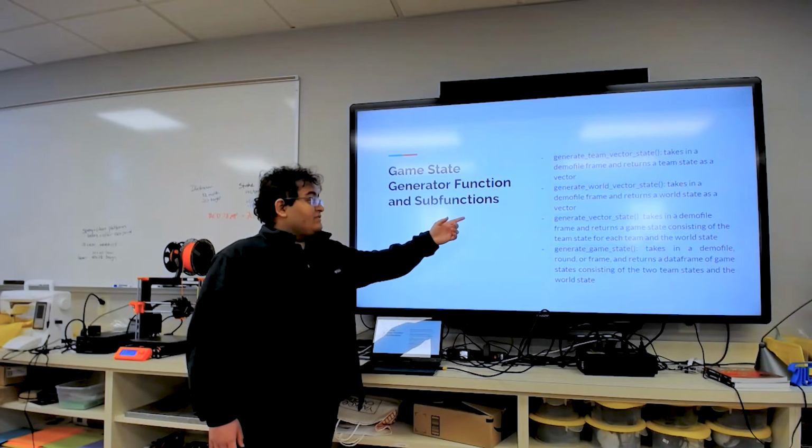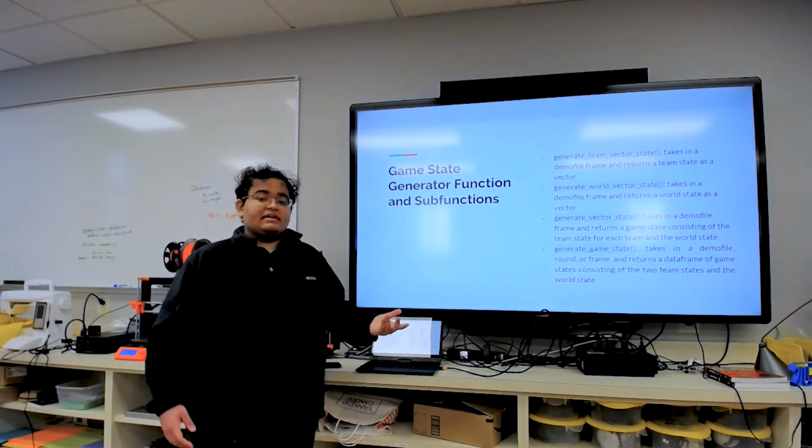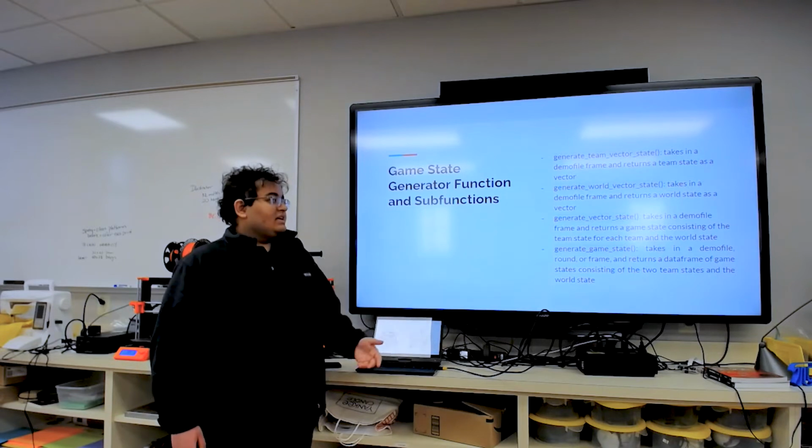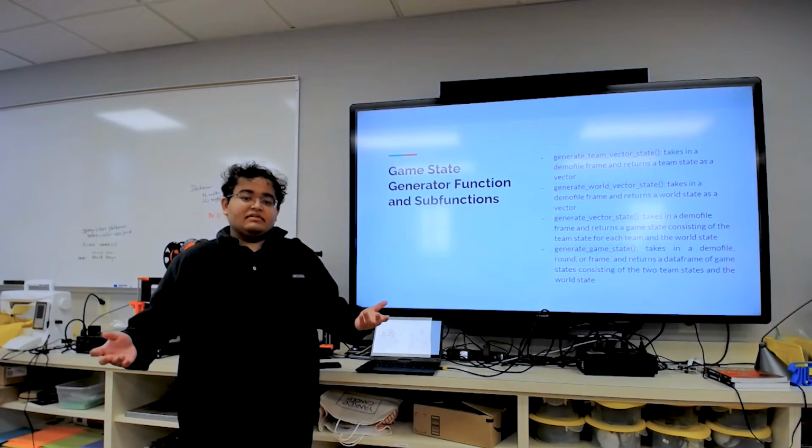What generate world vector state does, it returns basically information about whether a bomb has been planted or not, because in the game, one of the objectives for the terrorist side is to plant a bomb and essentially let it explode to win the whole match.